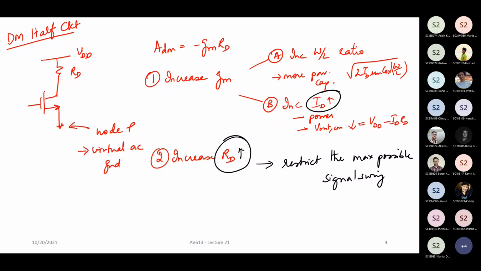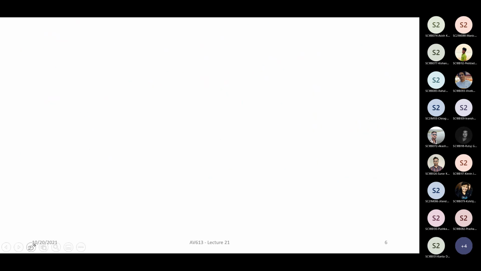So what can be done? We already saw about this gm by ID thing, and you know that you cannot increase things beyond a certain limit. So what you need is a higher load resistance while dropping a very small amount of voltage. So the solution to this problem is to say, okay, instead of a resistive load, I'm going to put a current source load.